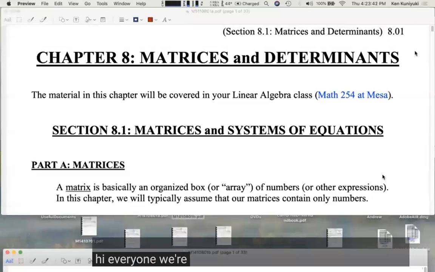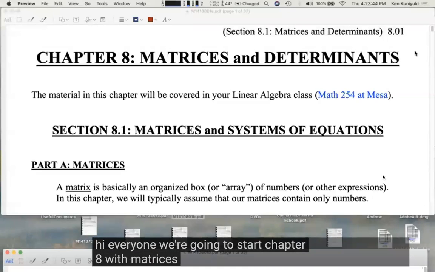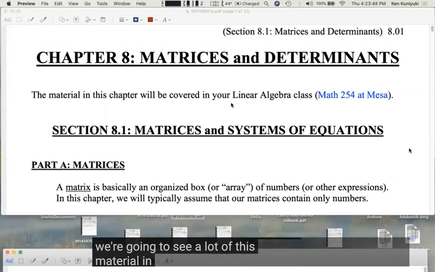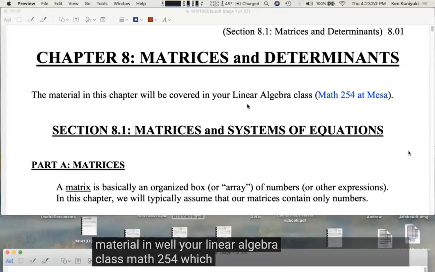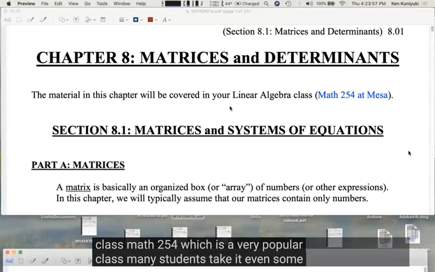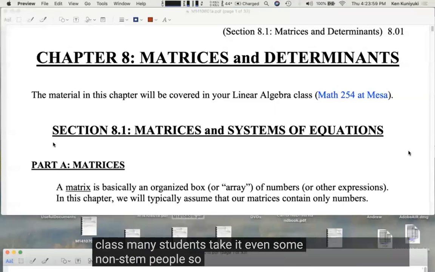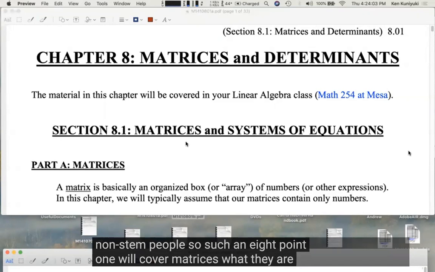Hi, everyone. We're going to start chapter 8 with matrices and determinants. And we're going to see a lot of this material in, well, your linear algebra class, Math 254, which is a very popular class. Many students take it, even some non-STEM people. So section 8.1 will cover matrices, what they are.